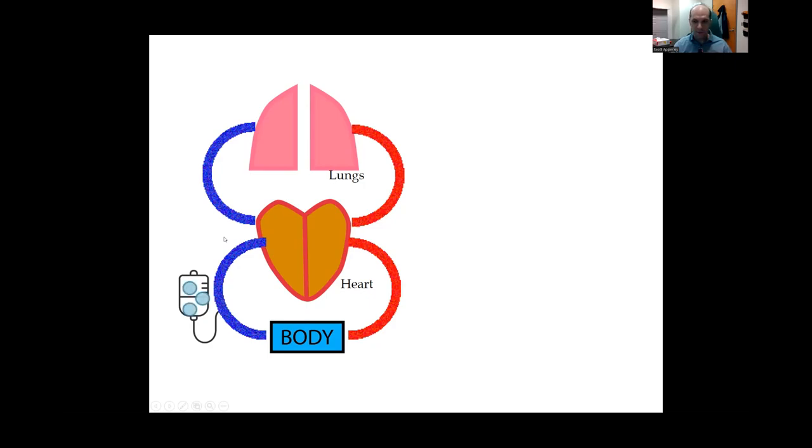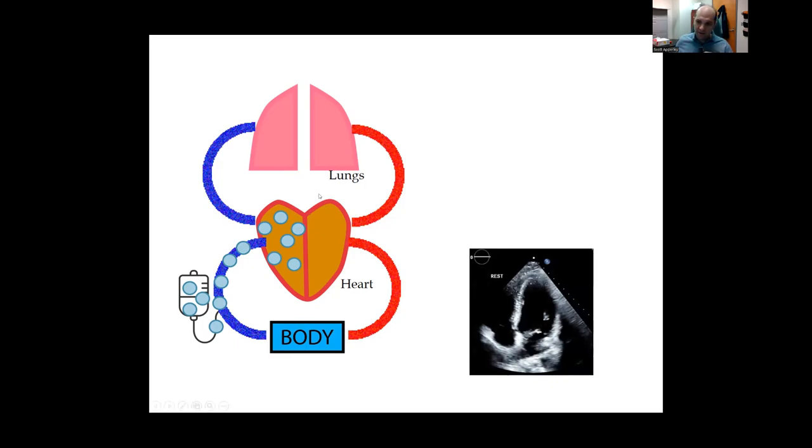And we put some bubbles in that intravenous. And so as those bubbles travel to the heart, we can see bubbles on the right side of the heart. So on this image here, we have an echocardiogram.